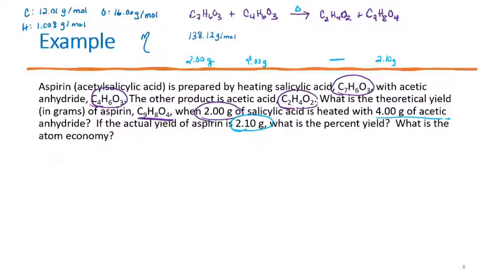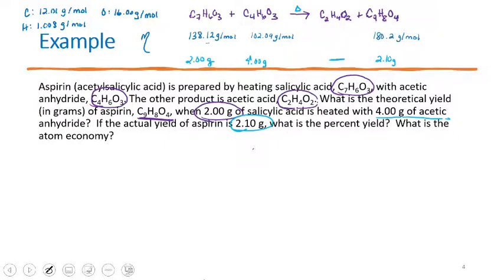Acetic anhydride has 4 carbons, 6 hydrogens, and 3 oxygens, and it has a molar mass of 102.09 grams per mole. And acetylsalicylic acid, or aspirin, has 9 carbons, 8 hydrogens, and 4 oxygens, and a molar mass of 180.2 grams per mole.